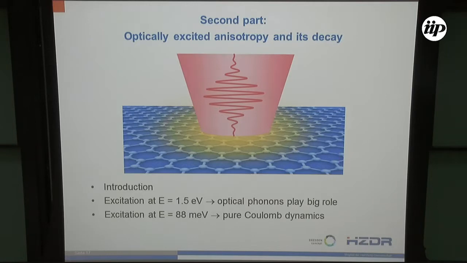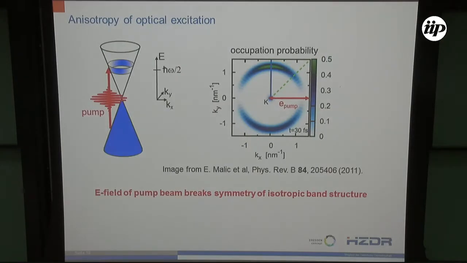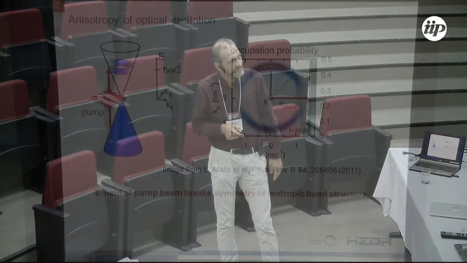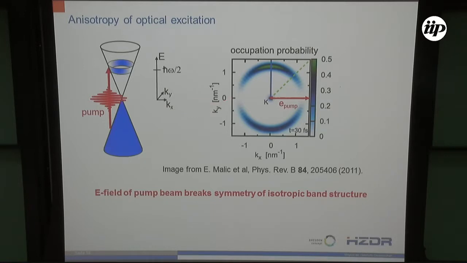Okay, now the second part is the optically excited anisotropy and its decay. The Dirac cone of graphene is isotropic, therefore the linear optical properties are isotropic. So if you look at the absorption, it does not matter in what direction with respect to the crystal lattice your light is polarized. But in the nonlinear regime, if we strongly excite it, then the polarization of the light breaks the symmetry and the occupation looks like this. So there's a node in the occupation in k-space just in the direction of the driving field, and there's maximum occupation just perpendicular to it.